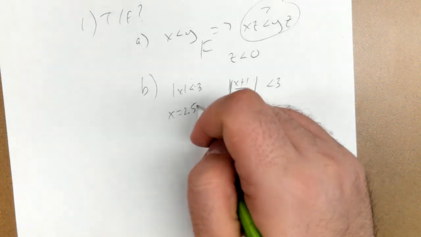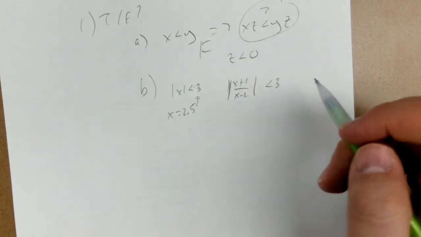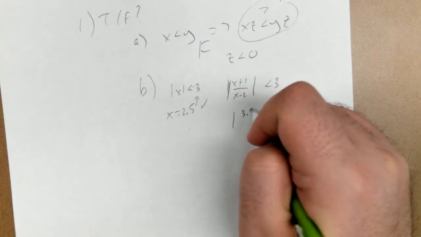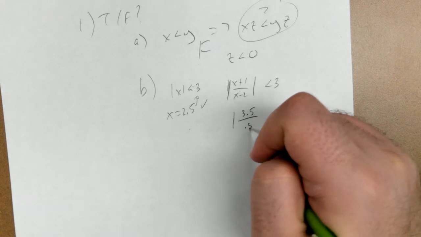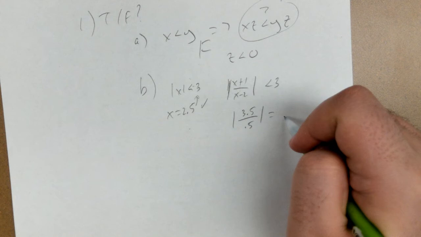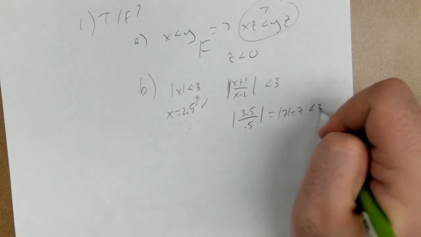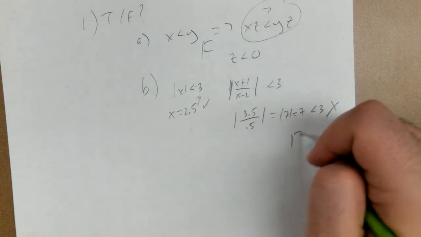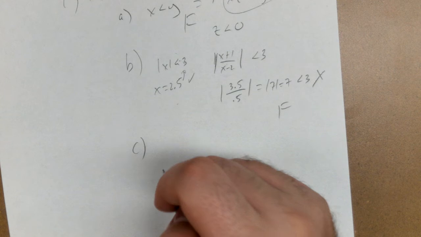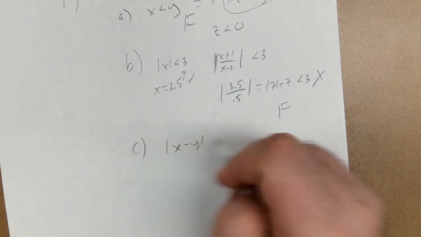So that's something less than 3. I guess I can't use 3.5, can I? But we could try negative 2.5. So that fits, and then if I go over here, I get 3.5 over 0.5. So dividing by 0.5 is dividing by a half, which means you double it. So you get 7, and that is not less than 3. Okay, so that's false.